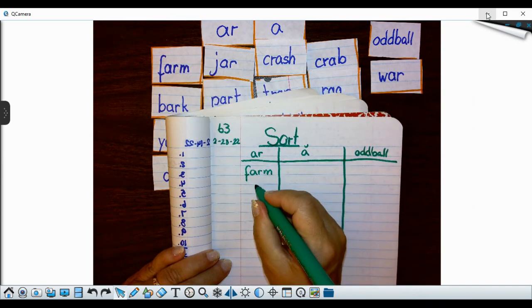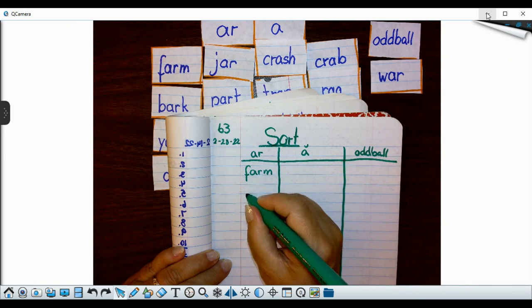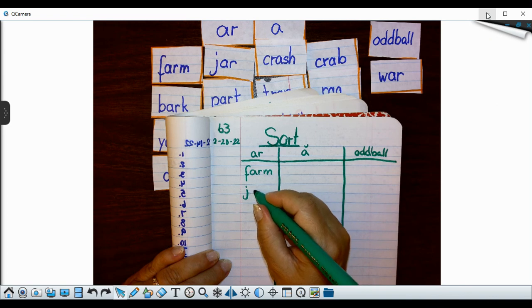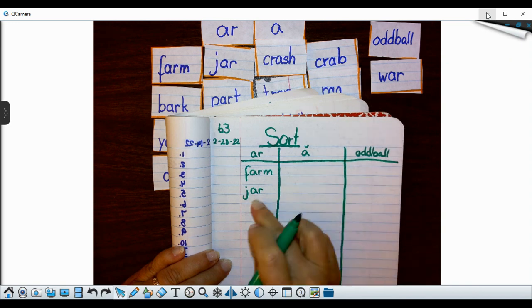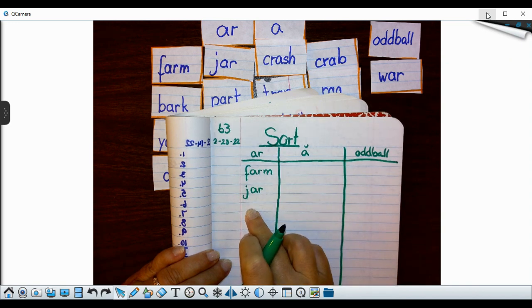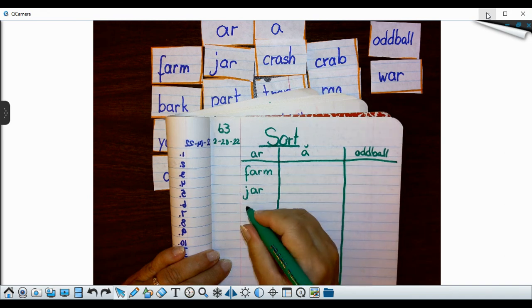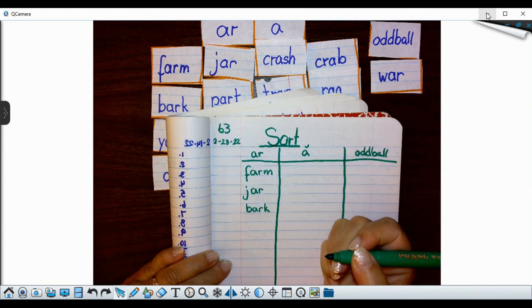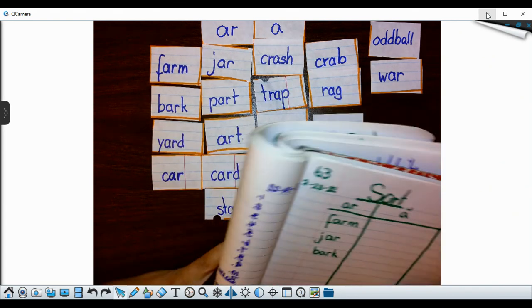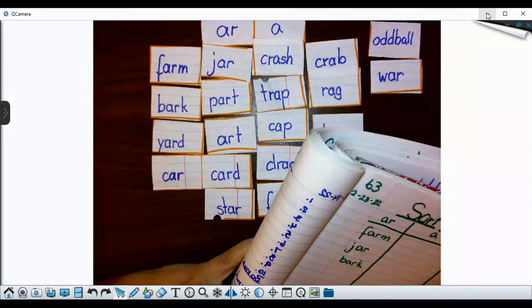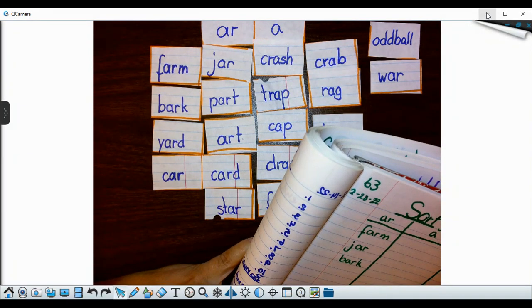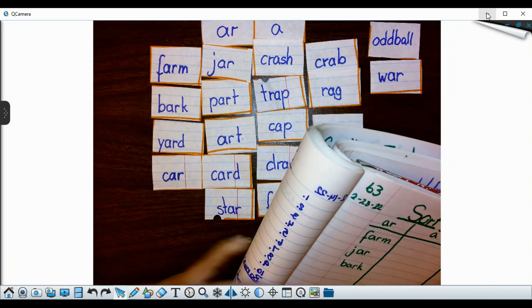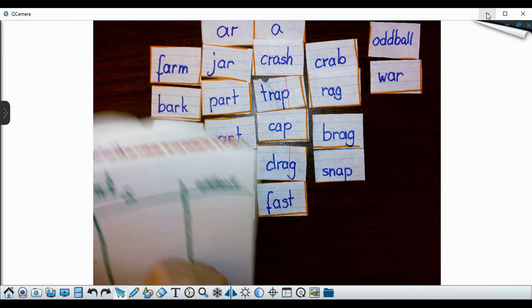I'm going to skip a line because see how this one is long? It would interfere with my other letters. So I'm going to skip a line so I have nice space and I can write my jar. Then you're going to skip a line and you're going to write your next word right here. Actually, let me write the third word. And that will be bark. All right, pause the video here. I'm going to unveil my words for a second. Pause your video right here and write the rest of the words in the AR category. Thank you for writing all your words down that go into AR.